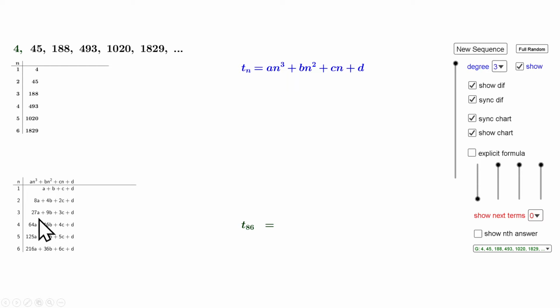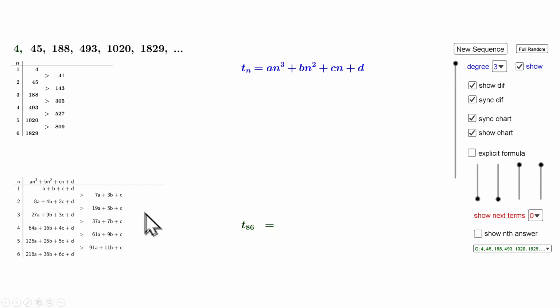I wanted to do the same thing for the second and third term, and so I came up with 7a plus 3b plus c. To go from the second term to the third term, I added 19a plus 5b plus c. To go from the third to the fourth term, I added 37a plus 7b plus c. I am not finding a finite difference here. So I would tell you the same thing I told you on top: take the chart out to another degree.